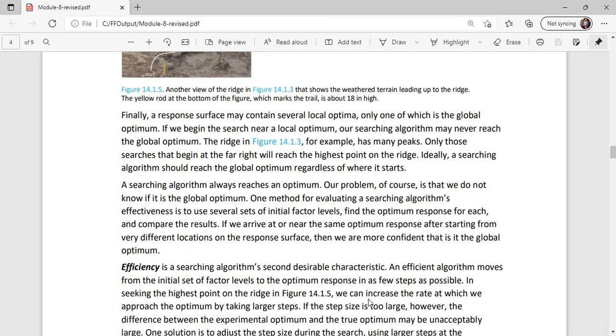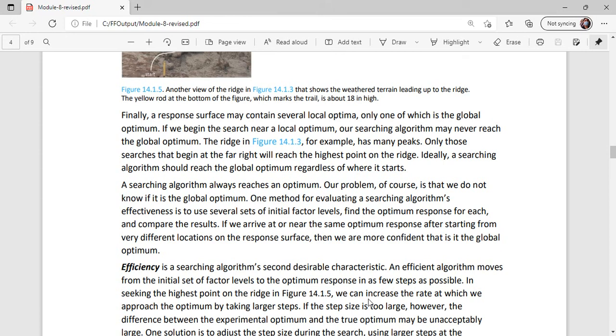Our problem, of course, is that we do not know if we have found the global optimum. One method for evaluating your search algorithm's effectiveness is to use several sets of initial factor levels, find the optimum response for each, and compare the results. If we arrive at nearly the same response after starting from different locations on the response surface, then we are more confident that it is the global optimum.